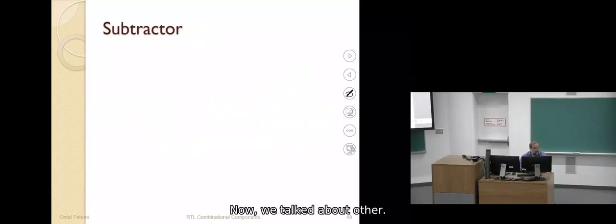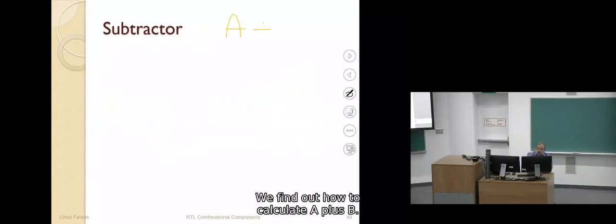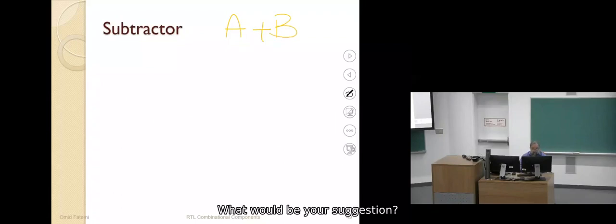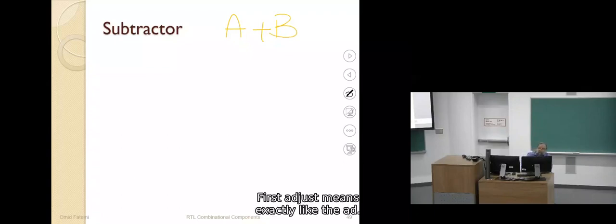Now we talked about adder. What about subtractor? So we found out how to calculate A plus B, whatever bits they have, 4 bits, 8 bits, 16 bits, whatever they have. What about A minus B? What would be your suggestion? So the first suggestion, let me do the first suggestion, you do the second suggestion. The first suggestion is exactly like the add, we can have a subtractor. Let's put, first I do in decimal, then I go to binary.